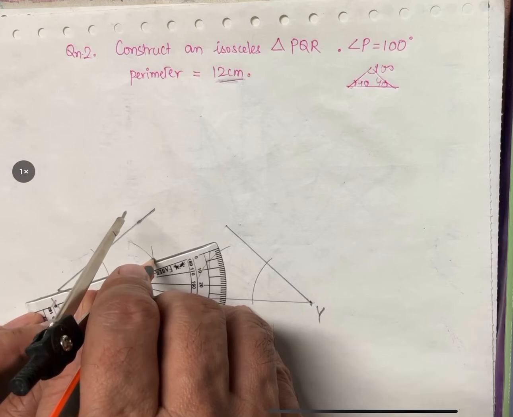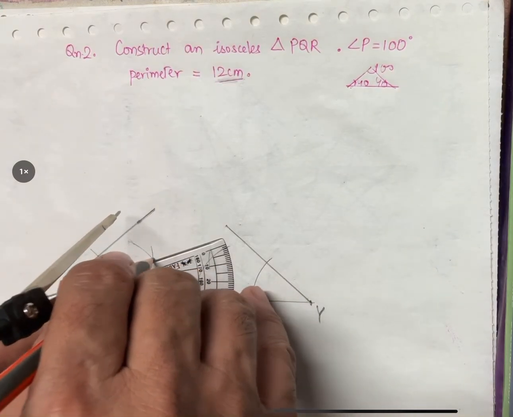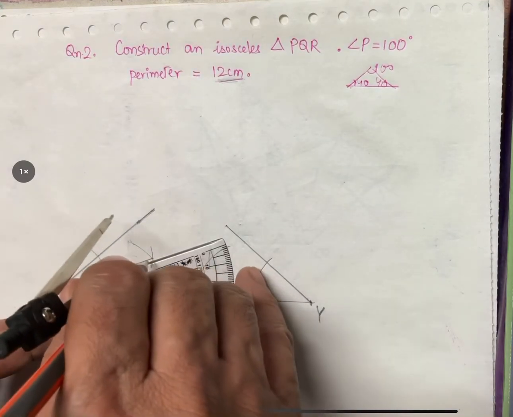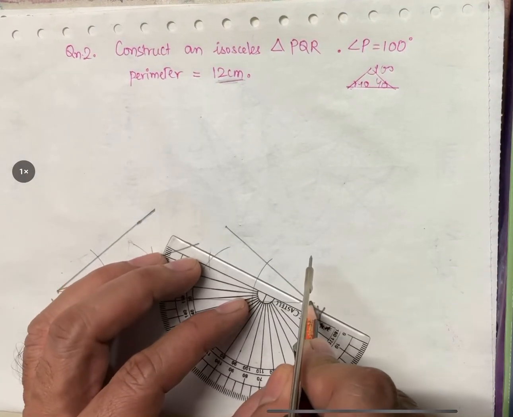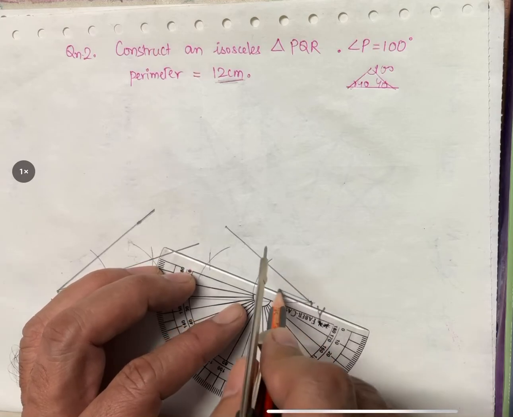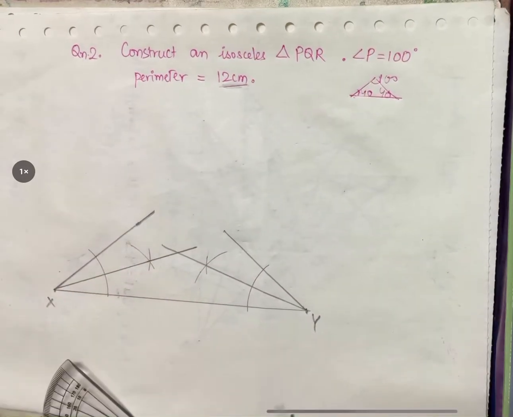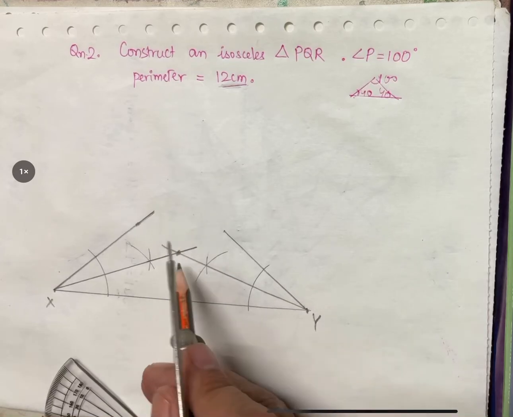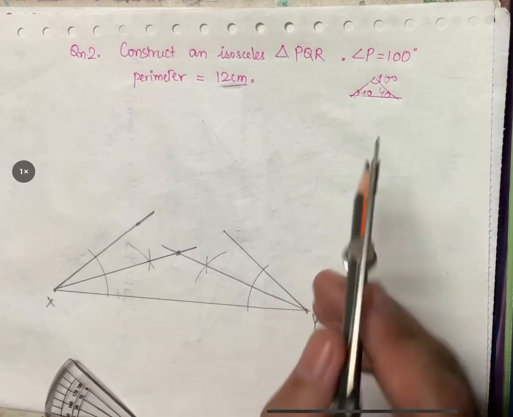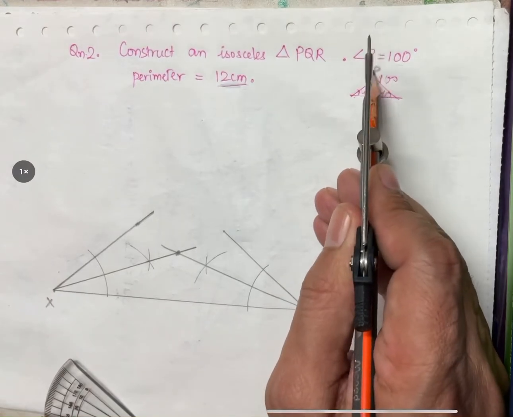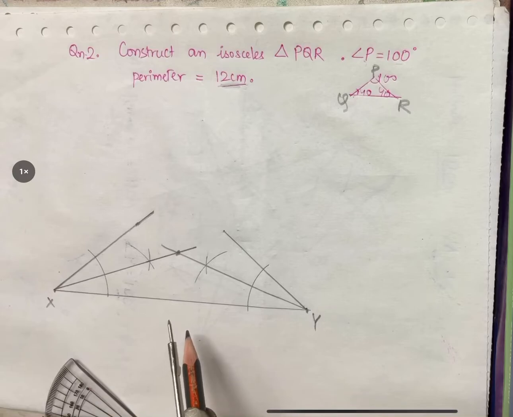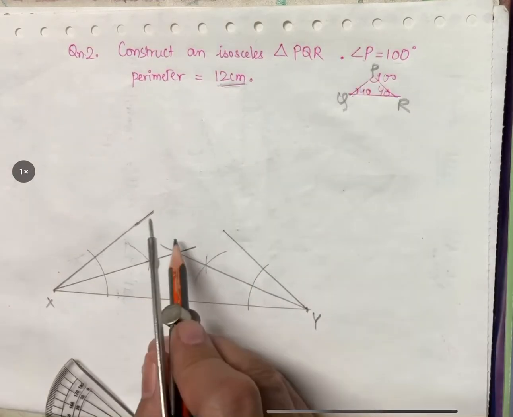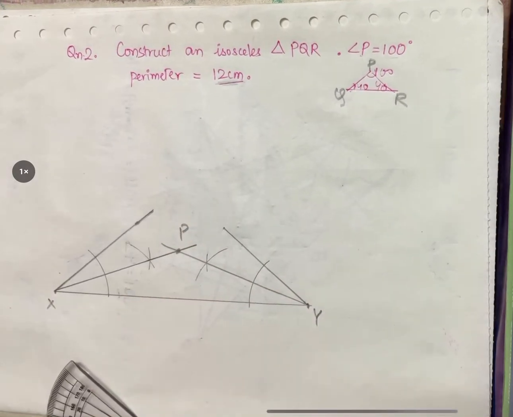Connect it. And extend it. Similarly, come here. Let them meet. They meet here. And what point do you think is this? We know angle P was 100. This was P. These are Q and R. Okay. So this point is actually P. We are still to find out Q and R.